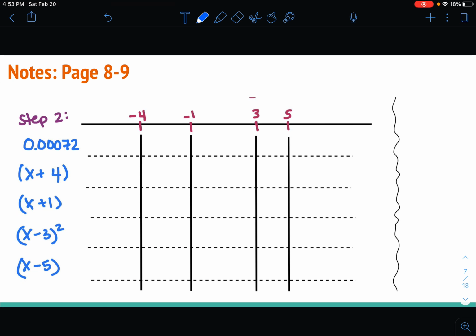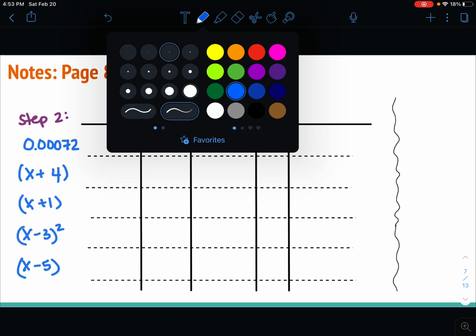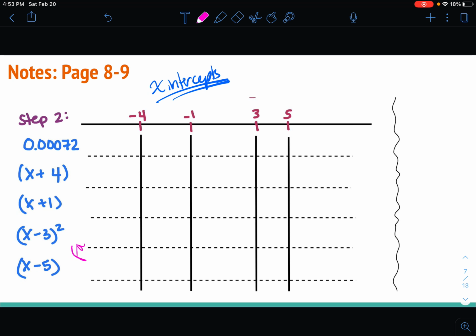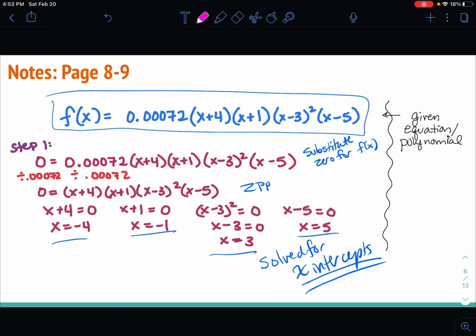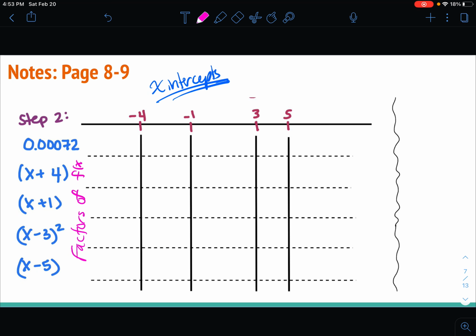Okay, step 2, see if you can figure out where these different values come from. So hopefully you determined on the top here, these were the x-intercepts. Those were the 4 x-intercepts. And then on the side, these are the factors of the function. The function's name, f of x. Factors of f of x. Those are all lined up right here on the left. Okay, so that's our step 2.